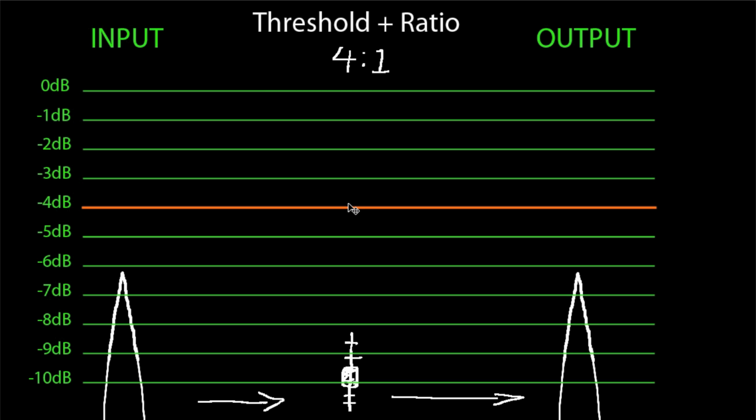All right. So that's threshold and ratio in depth, right? You should really understand them now. Okay. And now that we've got that down, let's move on and look at the next two parameters of the compressor, which is the attack and the release.